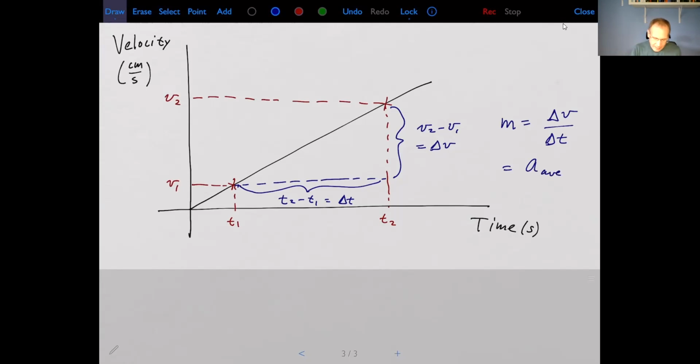So if you have a velocity versus time graph, and it could be any function, in this case it happens to be linear, if you pick 2 points on that graph, draw a line between them, which is really called a tangent line, and calculate the slope of that tangent line, that's going to be the average acceleration of the object over that time interval.